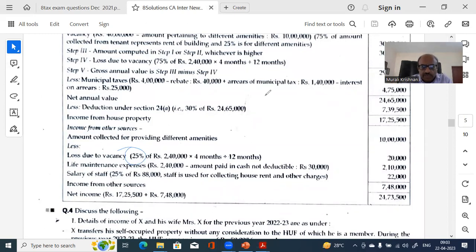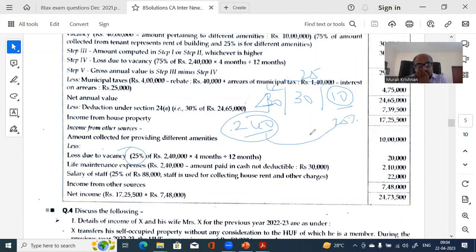Only taken 25% because that is only relating to the amenities. Why? Because total is 40 lakhs. So bifurcate into two. 30 is for rent, 10 is for amenities. Similarly, in the 2.4 lakhs, what is the percentage of 10 lakhs on this? 25%. So out of this 2,40,000 for that flat which is vacant, only 25% should be taken for vacancy towards amenities, because that is what he is not receiving. You cannot take the entire one. That's why the 25%. And how many months is vacant? 4 months. That's how 20,000 is coming.